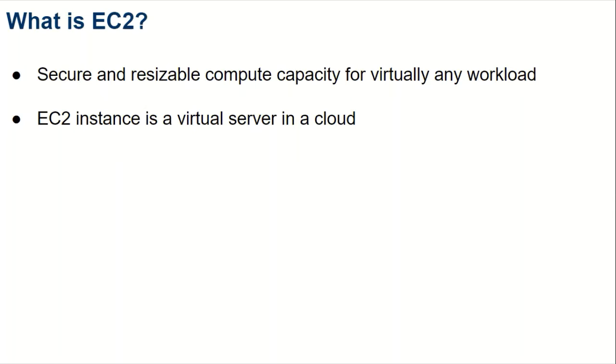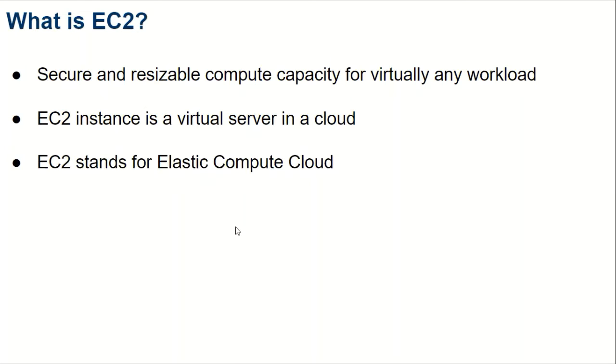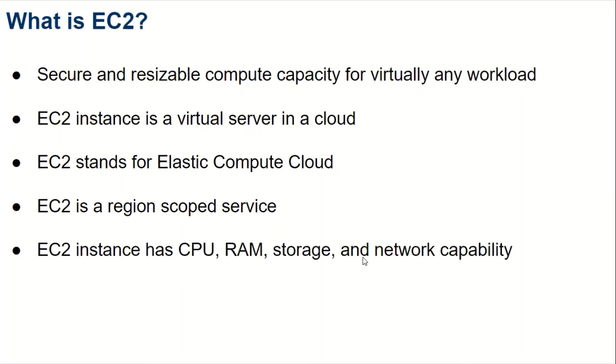An EC2 instance is a virtual server. That means it acts as a virtual server in your AWS cloud. EC2 stands for Elastic Compute Cloud. It is a region scope service. That means there are several regions in AWS. Example, there is Mumbai, there is London, there is Paris. Before launching your EC2 instance, you have to make sure you select the region which is suitable for you. For our demonstration purpose, I'm going to use Mumbai as the region to launch our EC2 instance.